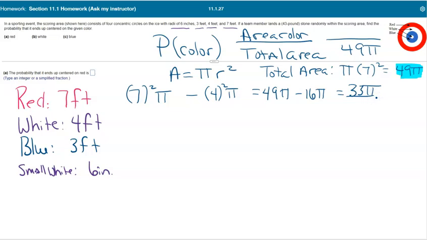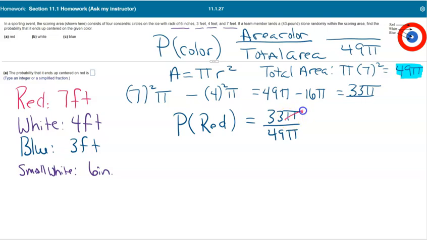Now, to calculate the probability of it landing in red, you have to calculate the area of red, which is 33 pi, and then divide it by the total area of all the circles. That's 49 pi. And what's super convenient is our pi's just cancel out.